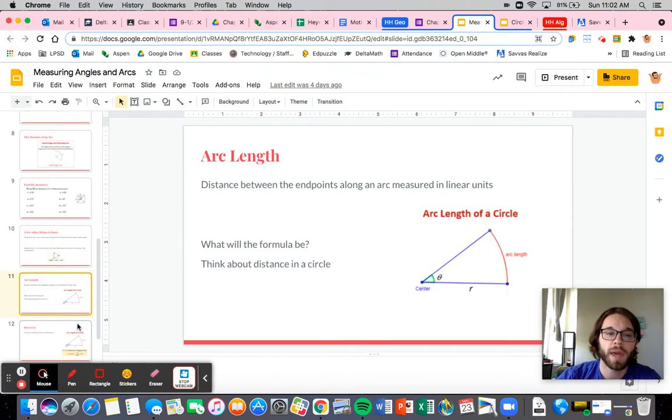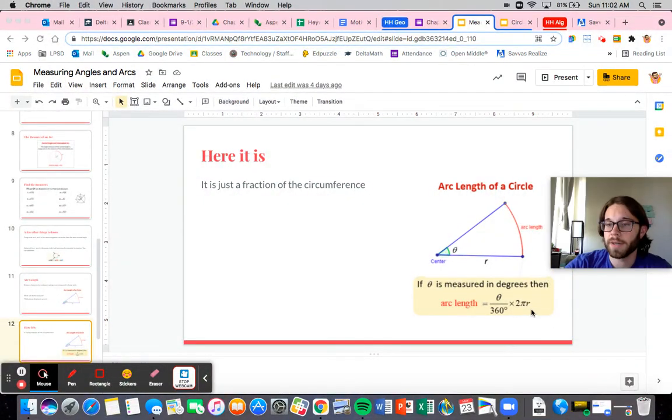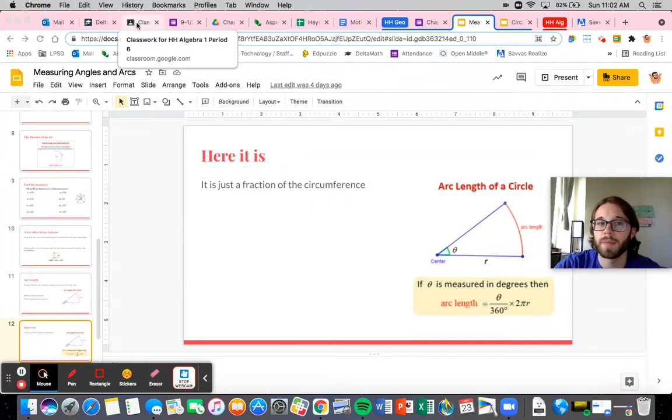So if we look at what the actual equation is going to end up being, we're just going to take our circumference, but we're only going to look at this part. And we know that this part right here is whatever the central angle is over 360 of the circle. So if this was 40, this would be 40 over 360. So you're essentially just looking at a certain fraction of the circumference. So let's go over how to do some of these problems.